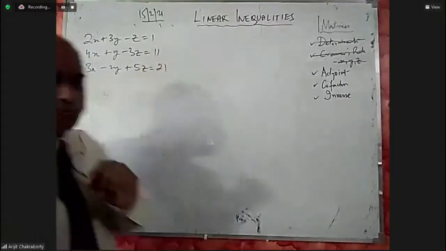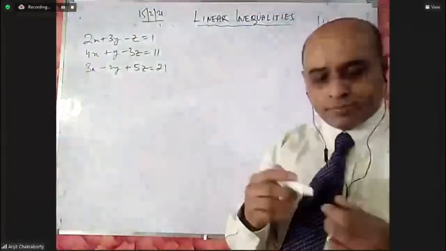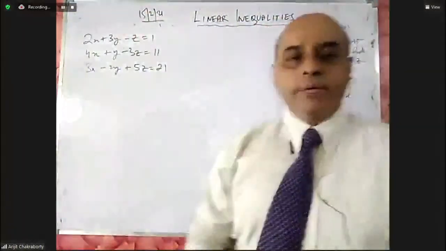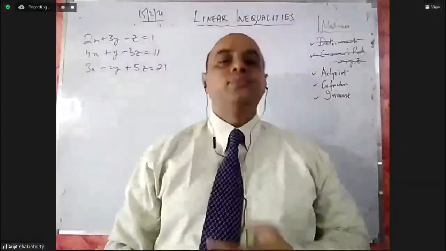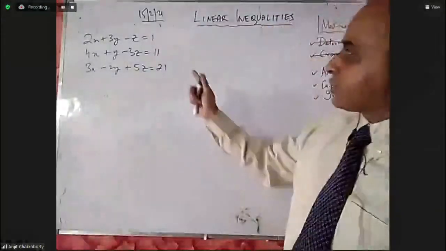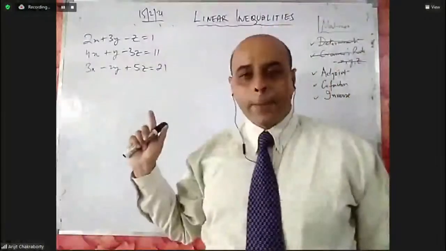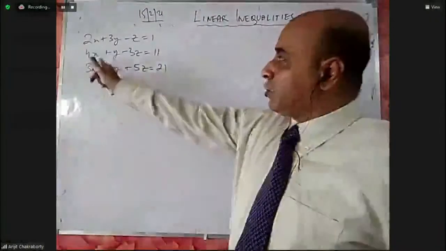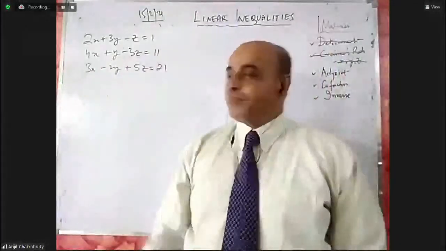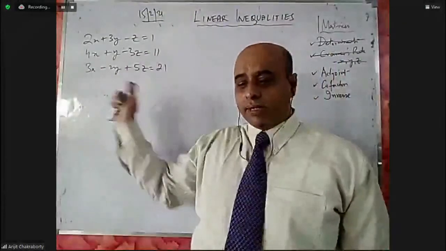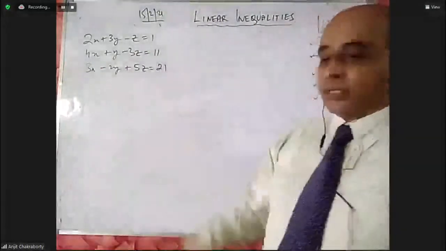Let me check the problem once again. This is an exam problem, and it also came in the MTP model test paper. So very, very important for your exam. 2x plus 3y minus z is 1. Okay, please note the problem. 4x plus y minus 3z is equal to 11, and 3x minus 2y plus 5z equal to 21.